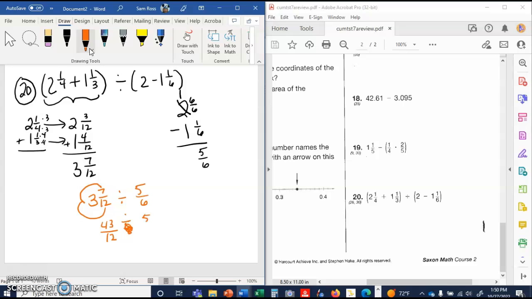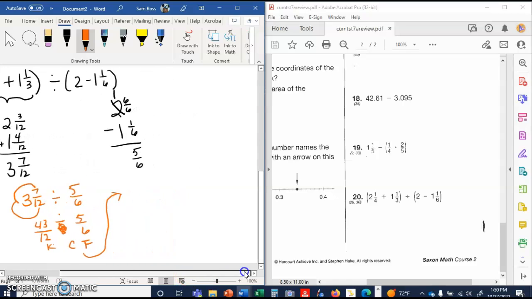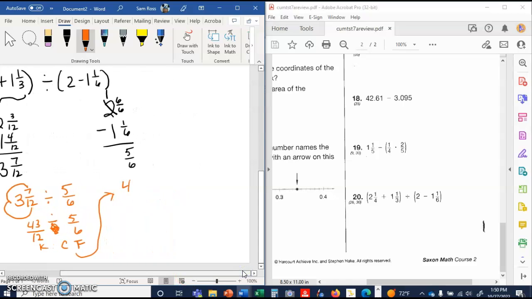Let's just keep the divide for now, 5, 6, and then we'll keep change flip. I don't think I have any more room down here, sorry, so I'm going to have to put this over here. So 43 over 12 remains, times 6 over 5. I mean, I can get rid of that. And then I end up with 43 over 10. So 10 goes into 43 4 times. 4 3/10 is my answer to 20.